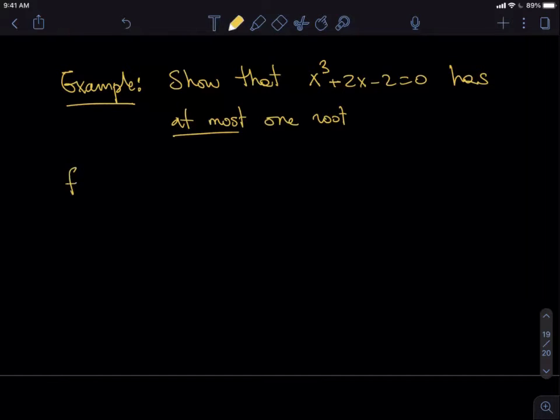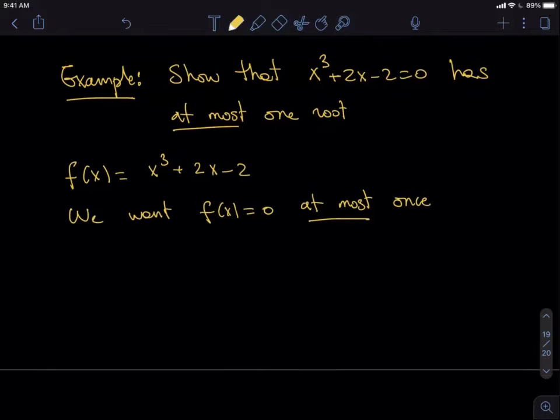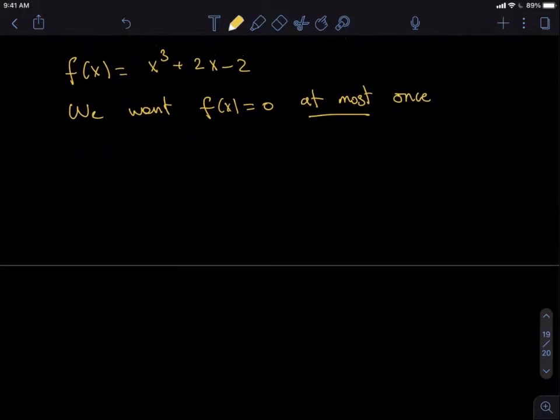We want to apply the mean value theorem, so we need a function. So we are going to take x to the power 3 plus 2x minus 2 as our function, and then we want to see that f of x equals 0 at most once. Okay, and you may wonder why at most once. Let's see what happens if we think that there are more than one point where this happens.